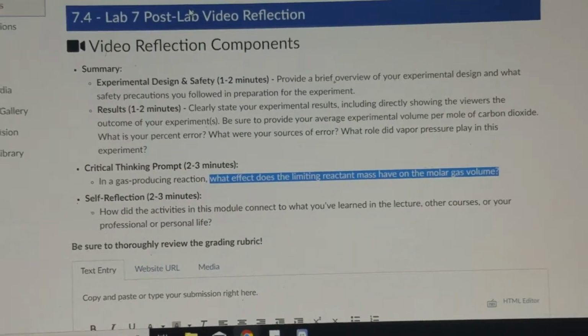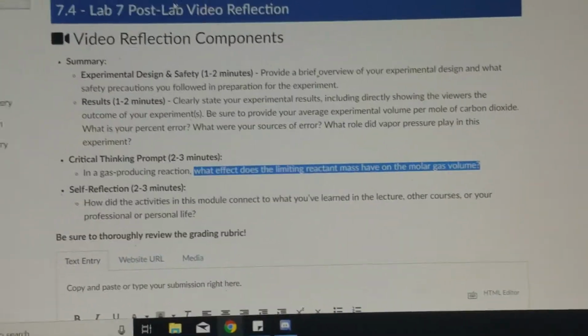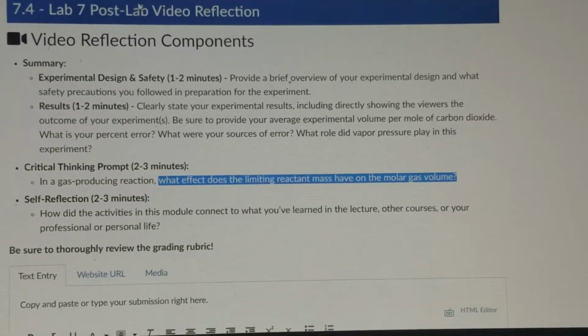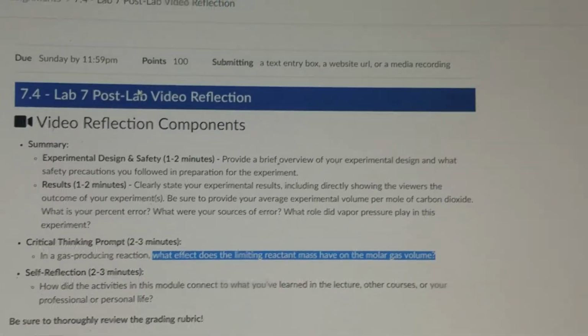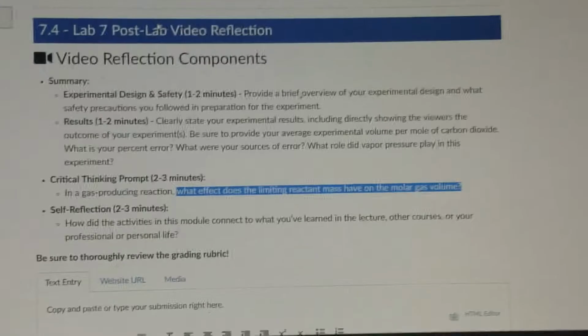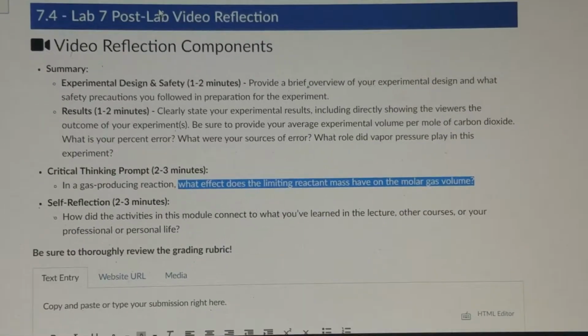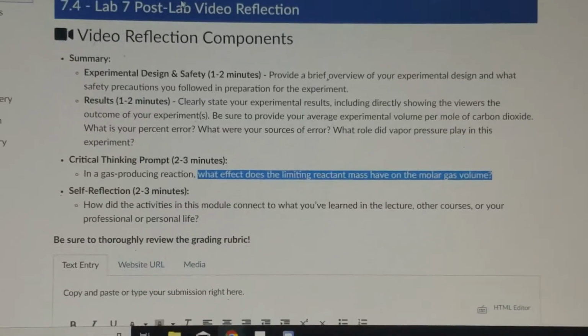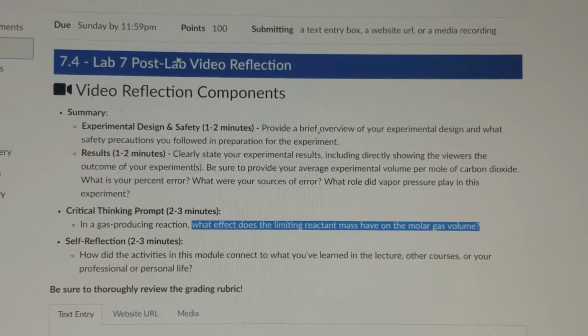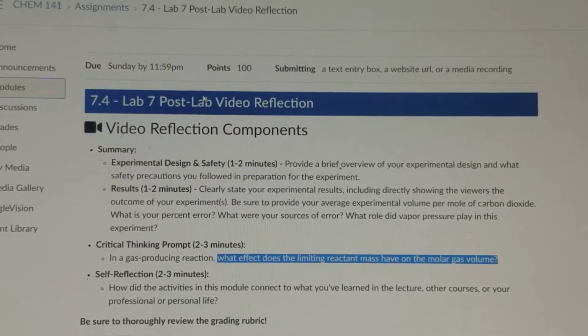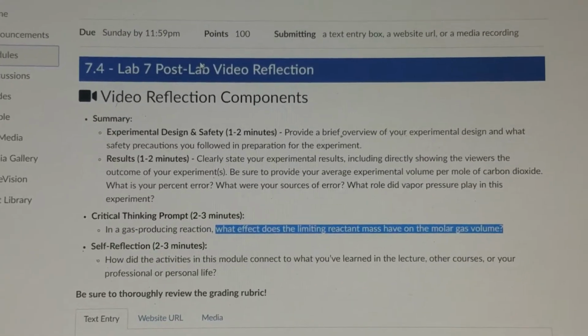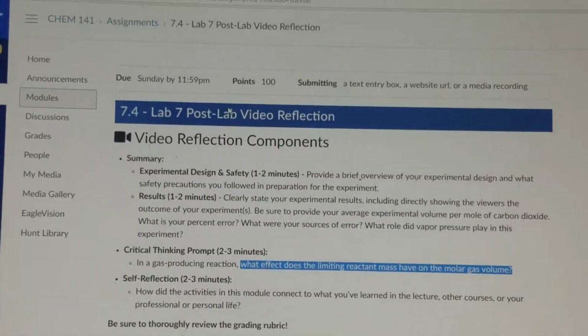Hello everyone. So now I'll be looking into determining the molar gas volume by using acetic acid and sodium carbonate and sodium bicarbonate. We'll be measuring the carbon dioxide gas and the amount of water displaced. So overall, the experimental design was pretty straightforward.